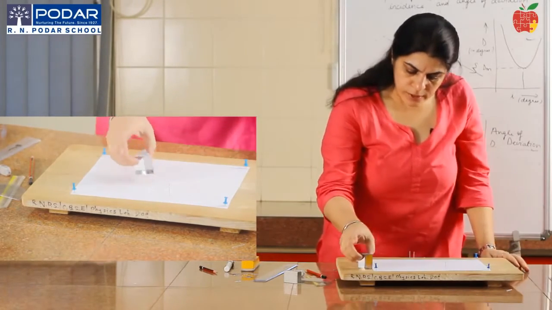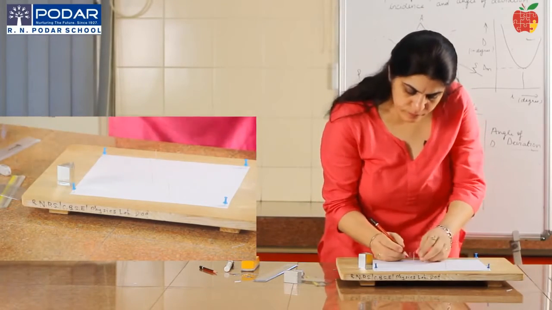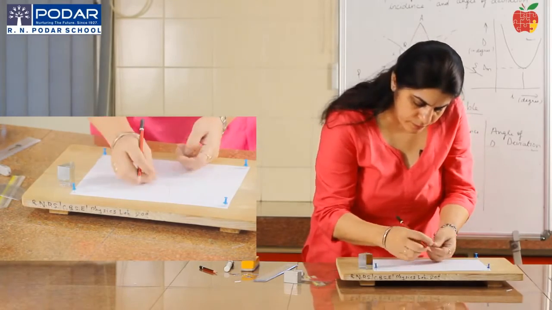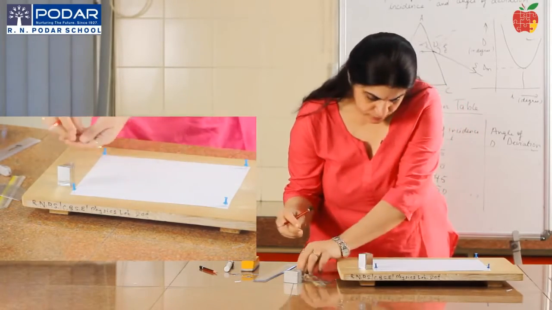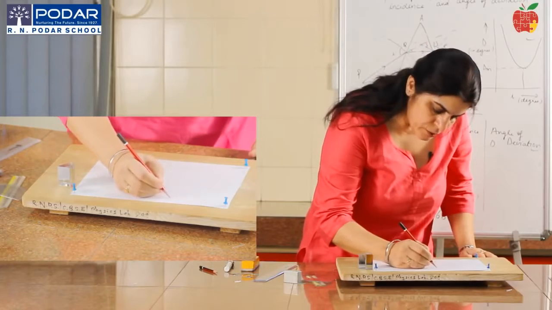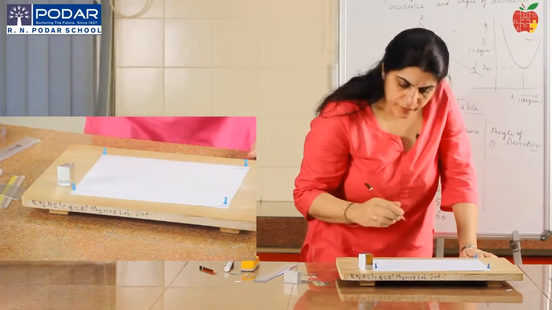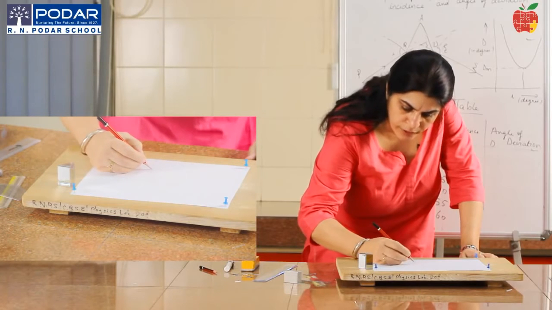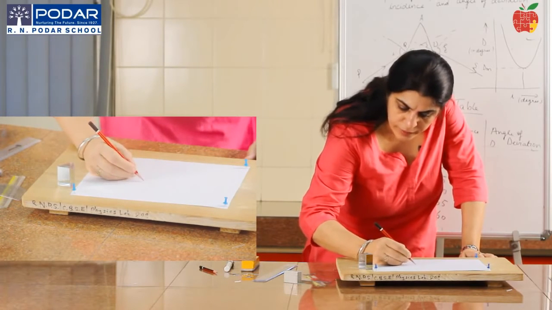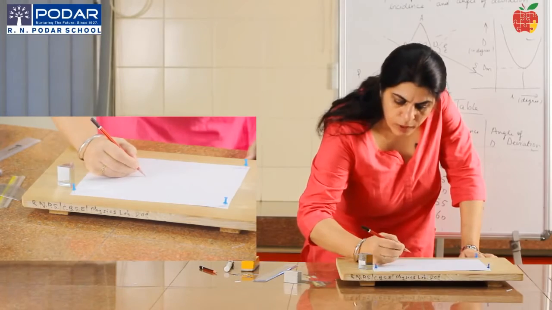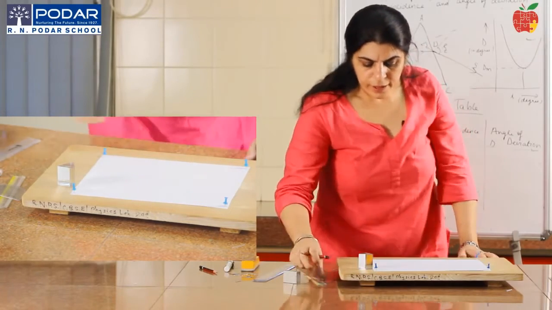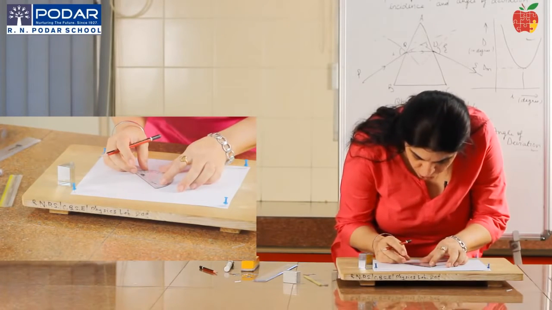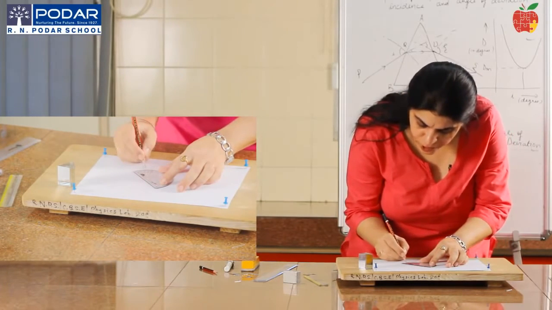After this, remove the prism and encircle the points where we placed the four pins. Mark this ray as the incident ray. Extend the incident ray, and the ray we formed is the emergent ray. Extend this emergent ray. This angle is called the angle of deviation. Then take a protractor and measure this angle of deviation.